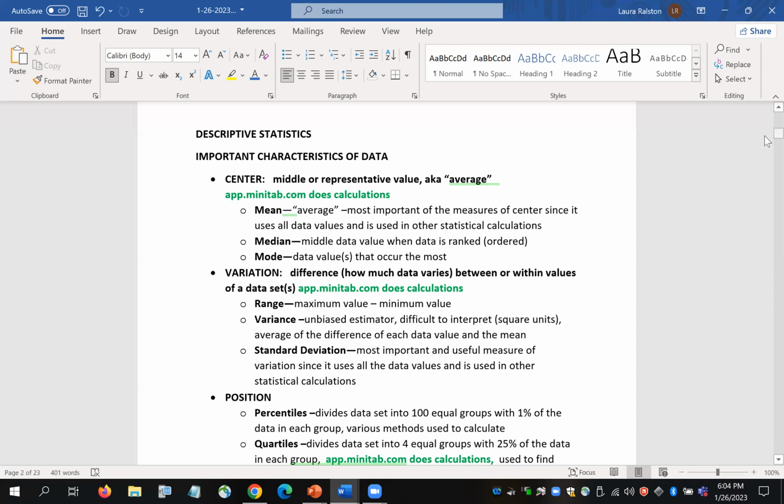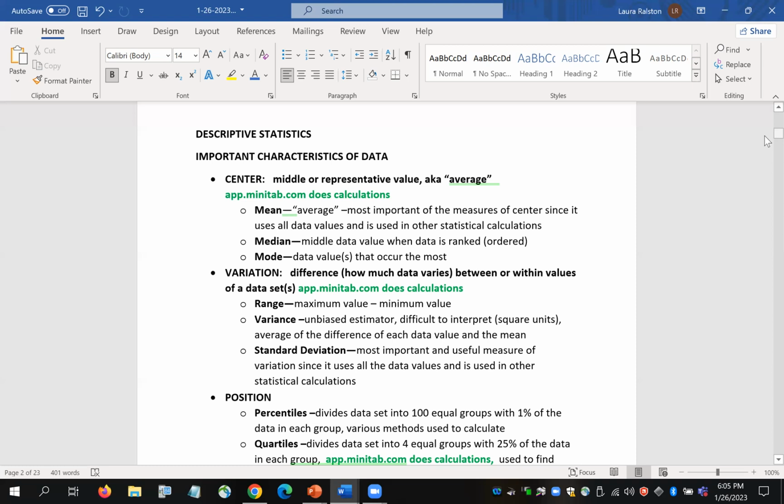Second characteristic is variation, which has to do with how much the data varies or the difference between data values within a data set or within the values of the set itself. So we can compare different data sets or compare a set to itself. There are 3 measurements there as well. You have range, variance, and standard deviation. The range is very easy to calculate. It's the maximum minus the minimum. But if you have outliers, it is affected by those outliers.